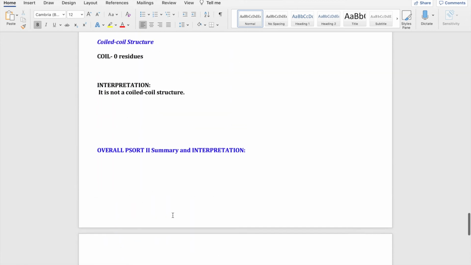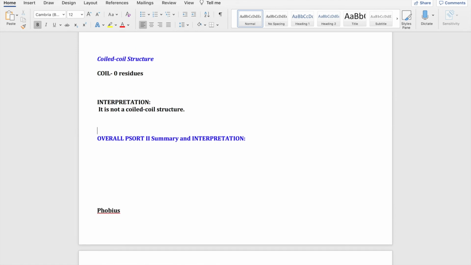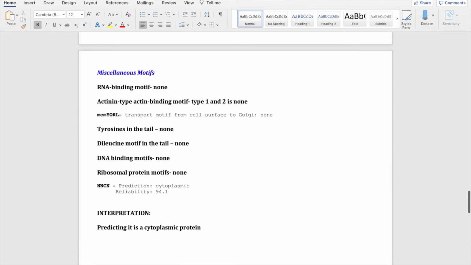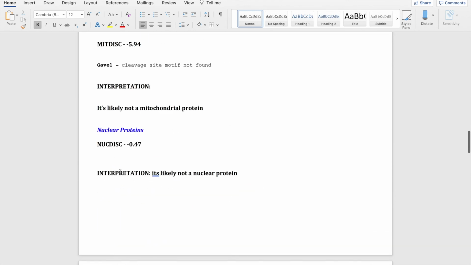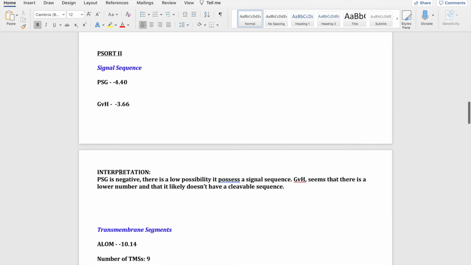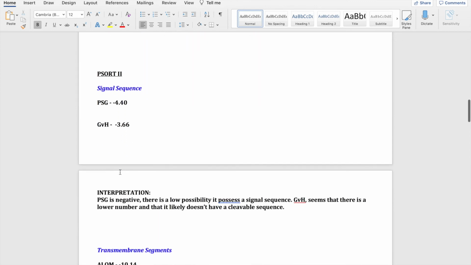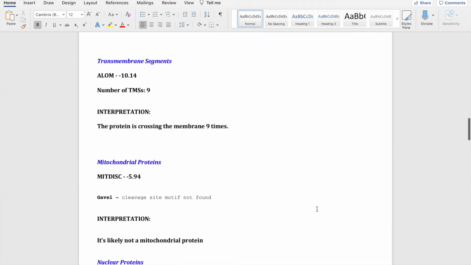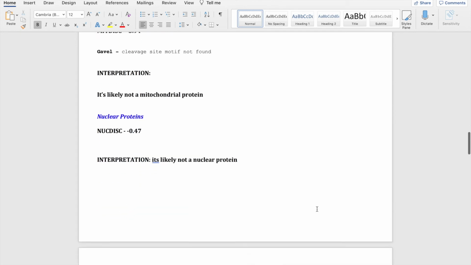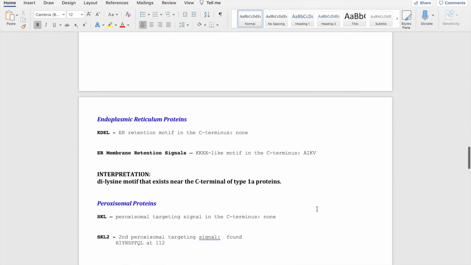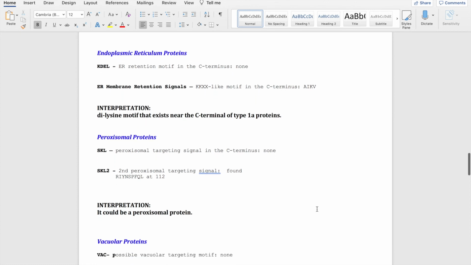So overall PSORT II summary and interpretation. It looks like it potentially could be a peroxisomal protein. And then we have this information from the PSG and GVH, which I will include, and the fact that it is again saying from this information that it's crossing the membrane 9 times, and the information about the dilysine motif.